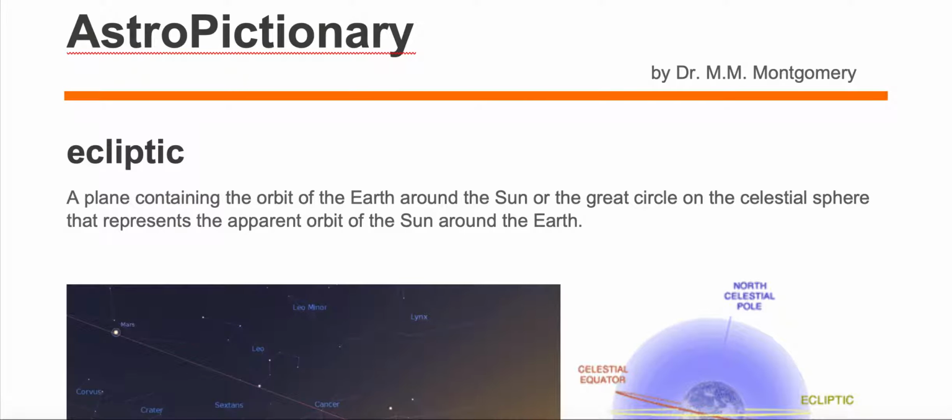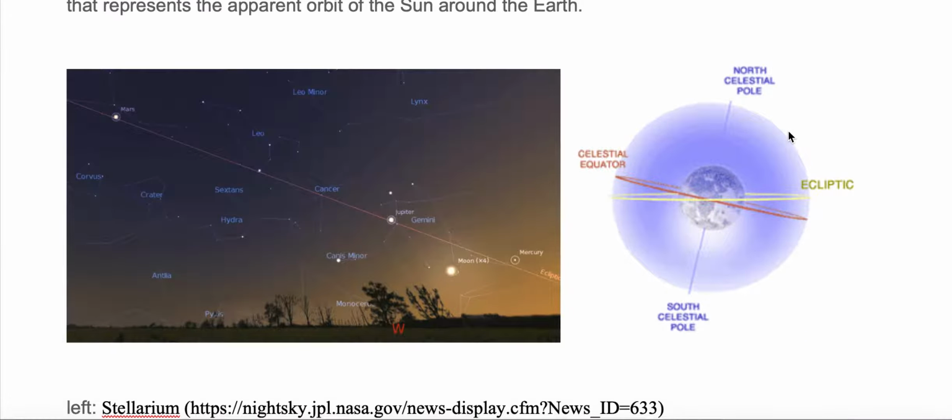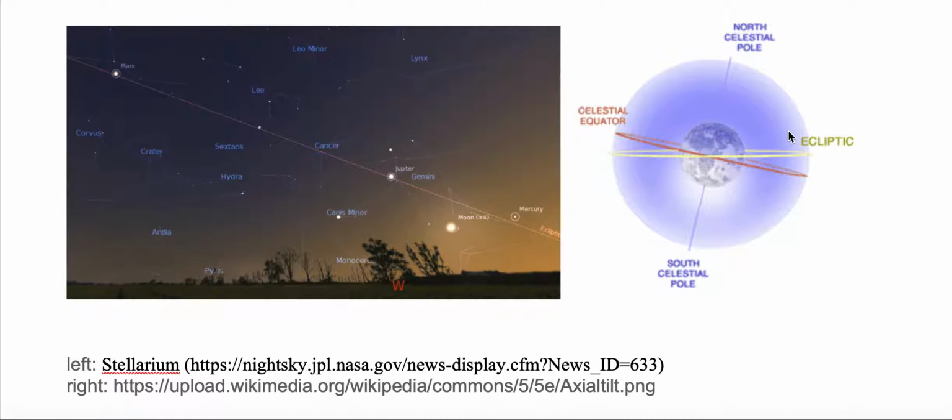Ecliptic is a plane containing the orbit of the Earth around the Sun, or the great circle on the celestial sphere that represents the apparent orbit of the Sun around the Earth. So we have two definitions, and it all is based on your point of view. On the left, we're on planet Earth looking outwards into the sky, and on the right, we're outside of Earth, outside the solar system, looking backwards towards the solar system. So we have two definitions.